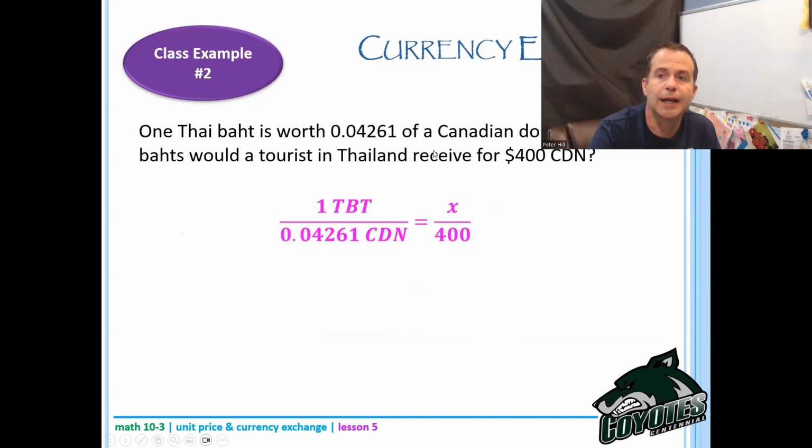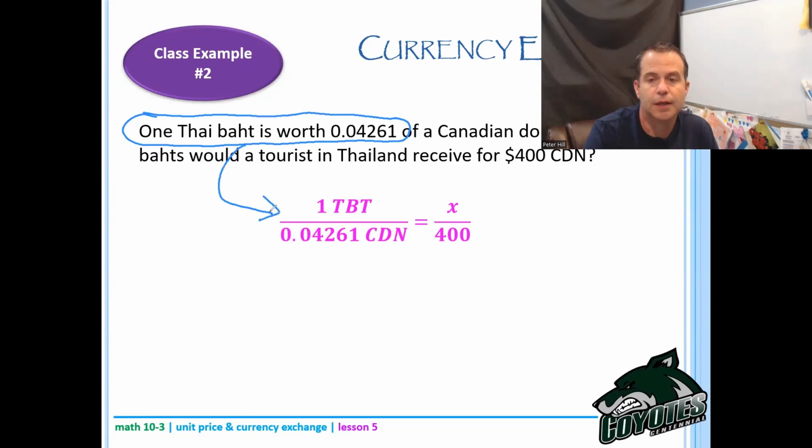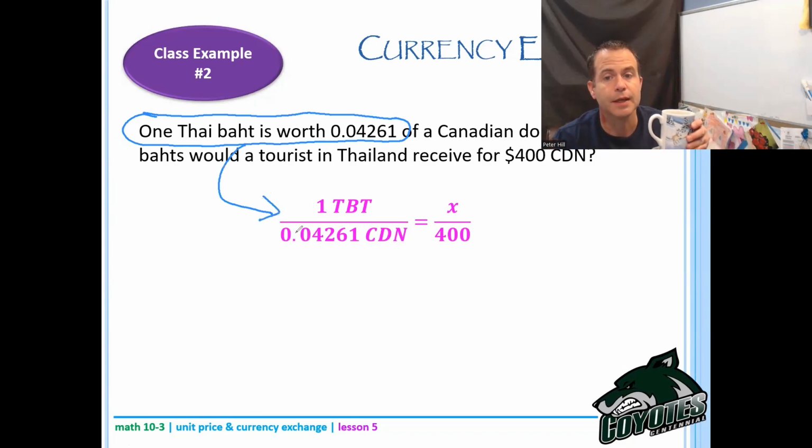And we've got our proportion all ready to go here. Again, I took exactly what I was told. 1 Thai baht is worth 0.04261 of a Canadian dollar. That's where this initial fraction comes from: 1 Thai baht and 0.04261 Canadian dollars. Now I have 400 Canadian. This time I had Canadian on bottom, so I keep Canadian on bottom.